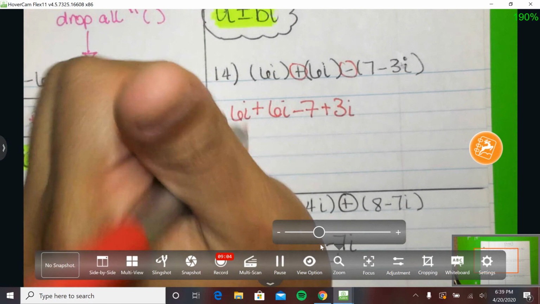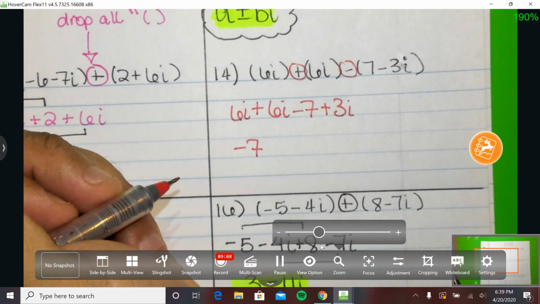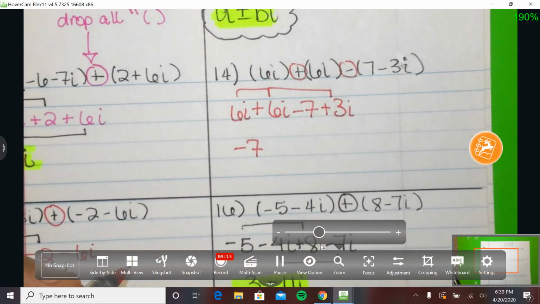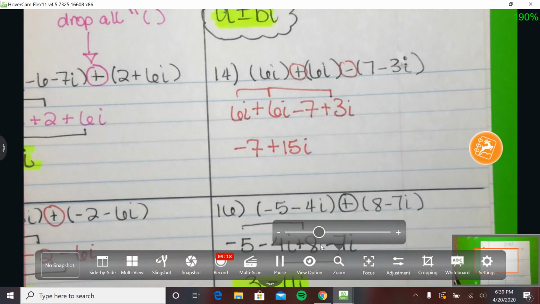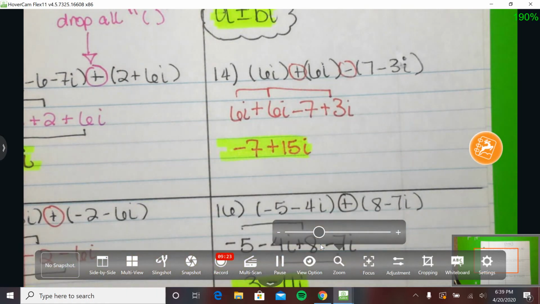Negative 7 is the only number, the only constant, so that's going to come down. And then 6i plus 6i plus 3i. So that is 12, 13, 14, 15i. So plus 15i. There you go. Very simple. And that's it for that part.